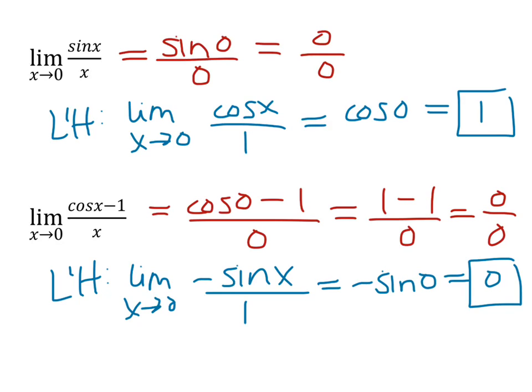So let's take a look at this first limit up top. The limit is approaching 1. The second limit is approaching 0. L'Hopital's rule allowed us to find that, but let's take a look at these two limits graphically now.